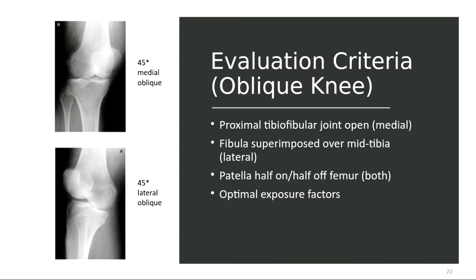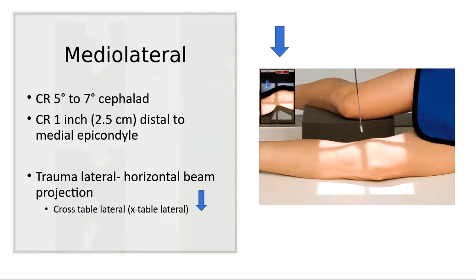Okay, so now you've done your AP, your 45-degree medial oblique, and your 45-degree lateral oblique. And then we do a lateral, which is actually a mediolateral projection. So the leg is rolling out, just like we did for ankle, calcaneus, foot, tib-fib. Everything we've done so far, we roll the patient laterally.